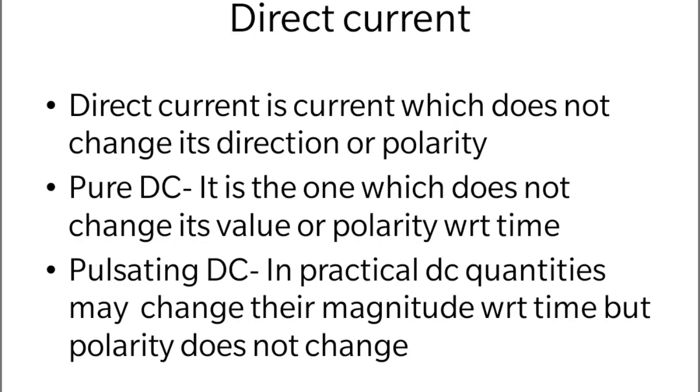To focus more on direct current, let us discuss direct current. It is a current which does not change its direction or polarity. Pure DC is the one which does not change its value or polarity with respect to time. Pulsating DC, in practical DC quantities, may change its magnitude with respect to time, but polarity does not change.